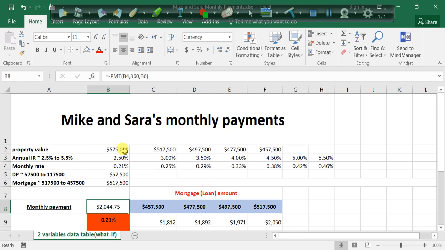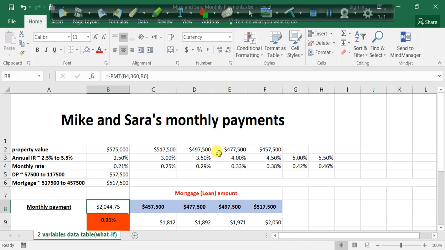And according to the down payment, which was $57,500, they need to get $517,500 from the bank. And then a possibility came up as Sarah's parents wanted to give a gift of $60,000, because for your down payment you cannot borrow money from somewhere else. It has to be a gift if you want to be adding that number to your down payment.